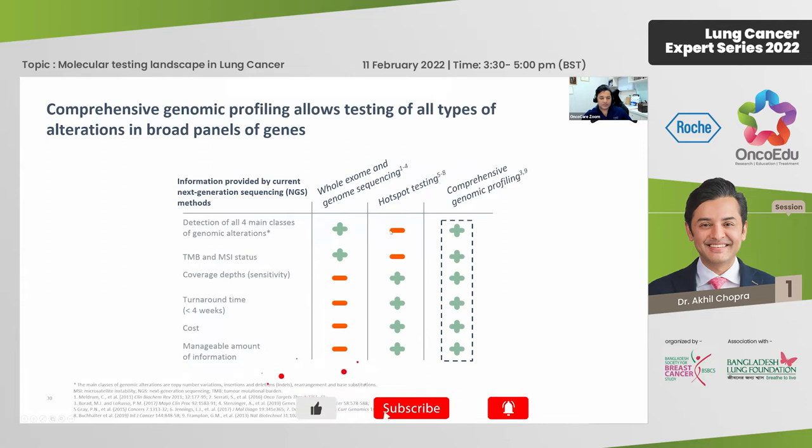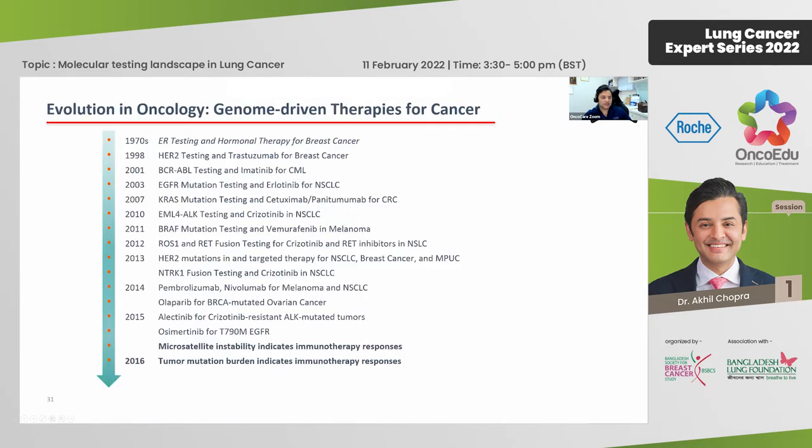So again, if you compare hotspot testing to CGP, in addition to detection of all genomic alterations, which hotspot testing can't do, we also can test for microsatellite instability and tumor mutational burden, which my colleague referred to before. Both of these take around the same time. The cost is also coming to be very similar now, and the information is becoming more and more understandable for busy clinicians like myself.